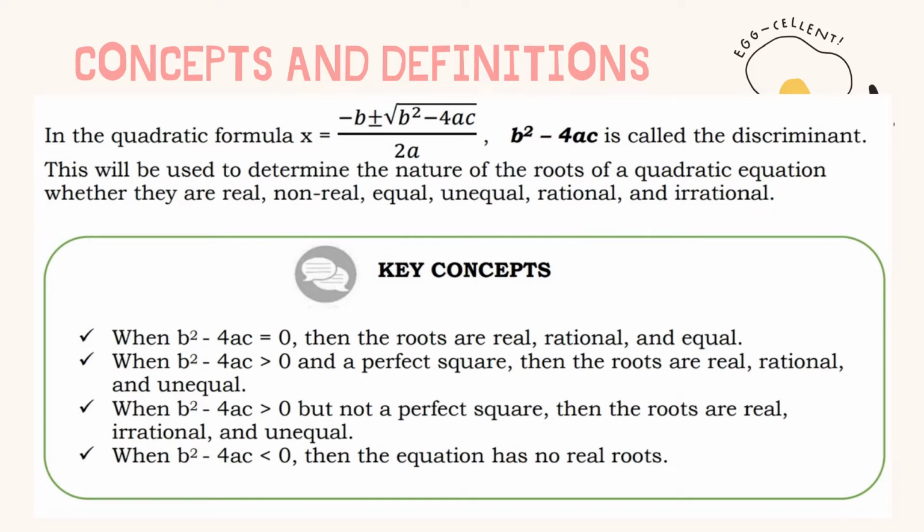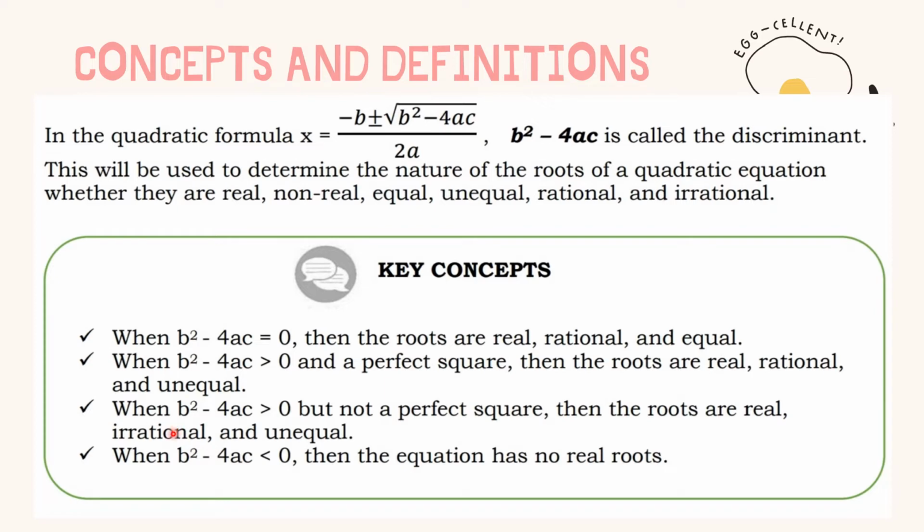The following are the key concepts that we need to characterize the nature of the roots of a given quadratic equation. First, when the discriminant value is equal to 0, then the roots are real, rational, and equal. When the discriminant value is greater than 0 and a perfect square, then the roots are real, rational, and unequal.